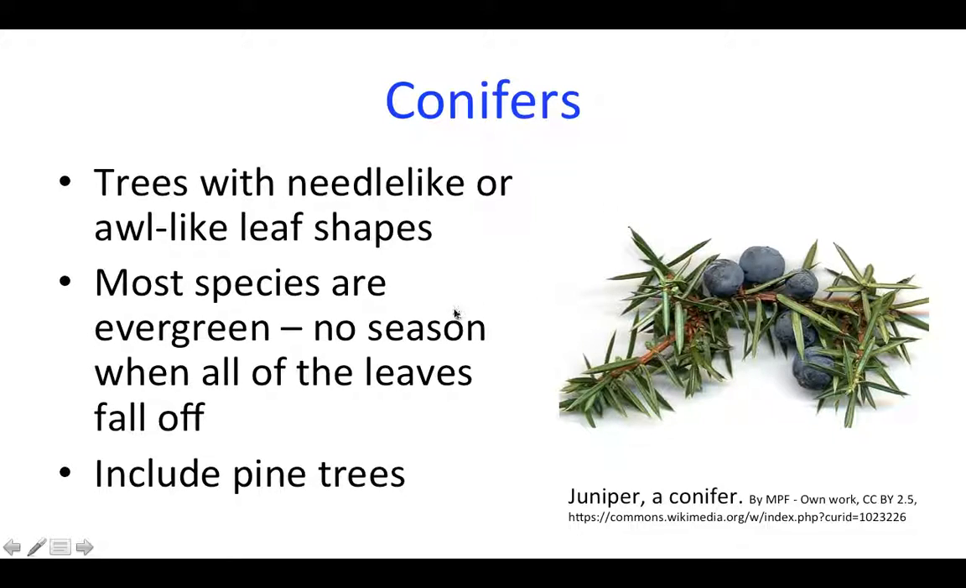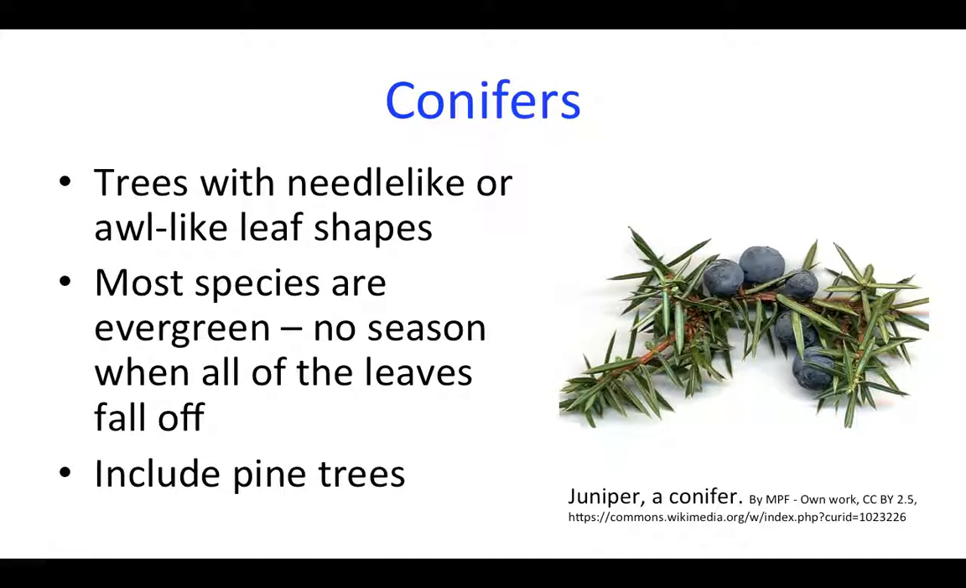Most kinds of conifers are evergreen. This means that there's no season when all of the leaves fall off. It's not technically correct to say that the leaves never fall off. They do. It's just that all of the leaves on the branch don't fall off at the same time. Instead, one might fall off and then be replaced at the tip of the branch, and sometime later another one might fall off. So anytime you see this branch, there's always going to be some leaves on it.